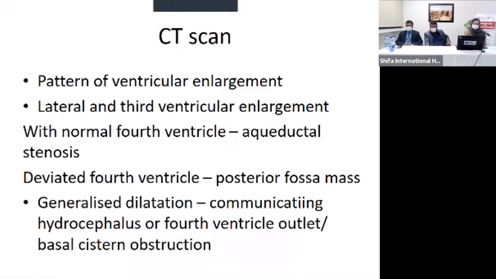CT scan imaging shows the pattern of ventricular enlargement, and it shows which ventricles are enlarged and is useful in identifying the level of obstruction. For example, if there's enlargement of the lateral and third ventricles with a normal fourth ventricle, then the likely diagnosis would be aqueductal stenosis. If there is compression of the fourth ventricle, then it is likely due to a posterior fossa mass compressing on the fourth ventricle. And in generalized dilatation, that is dilation of all four ventricles, that would be indicative of communicating hydrocephalus.